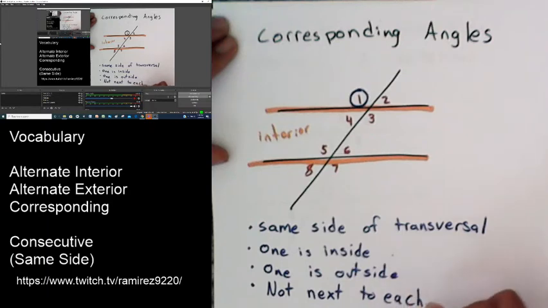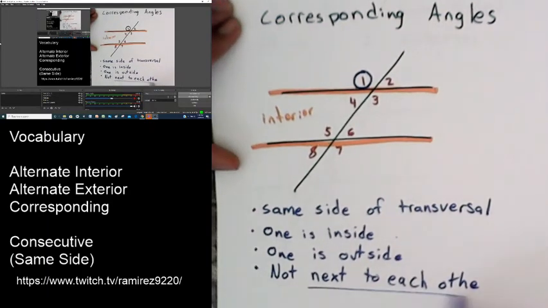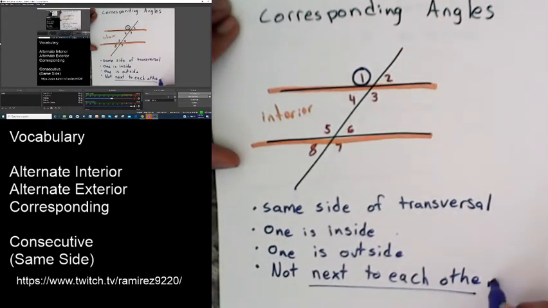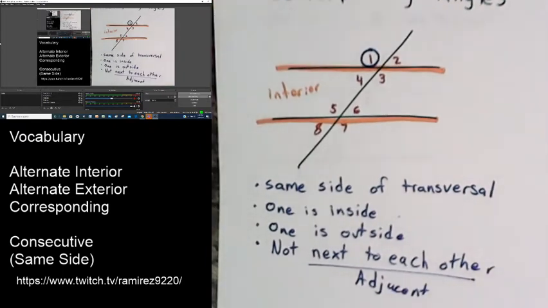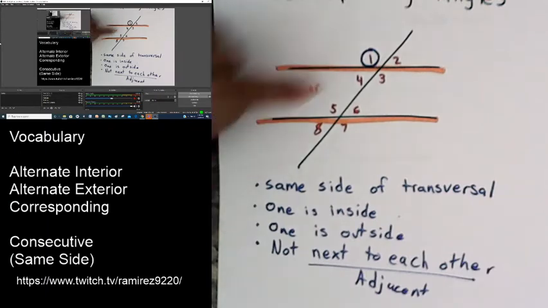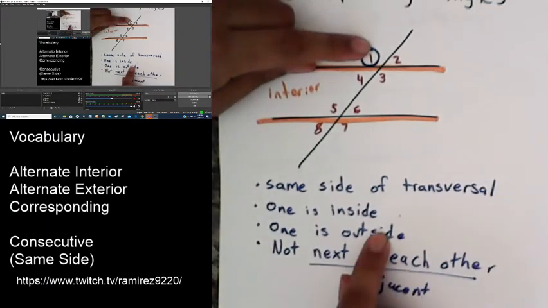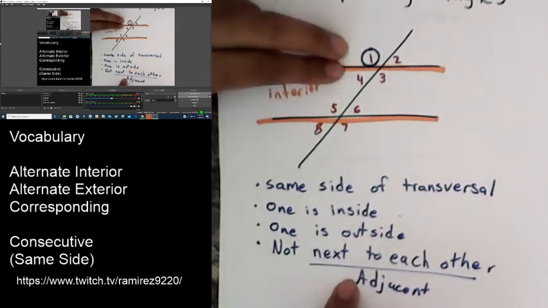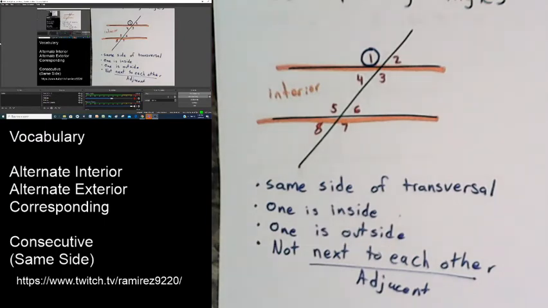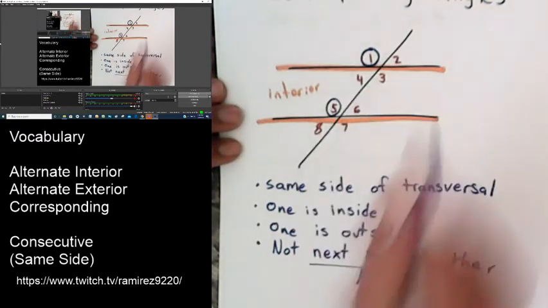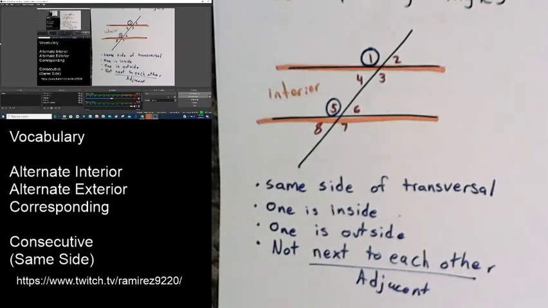By the way, there is a word for this. This next to each other, the word is just adjacent. Adjacent means next to. Alright, so one's out, one's in, but not next to it, it has to be the 5. So angles 1 and 5 are corresponding angles.